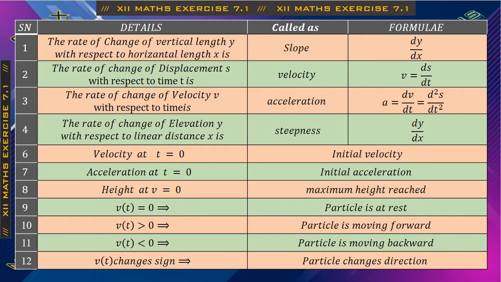first application, the rate of change of vertical length y with respect to length x is slope. The ratio of the increase in y-axis values to the increase in x-axis values is called the rate of change, which is called slope, and that is represented as dy by dx.